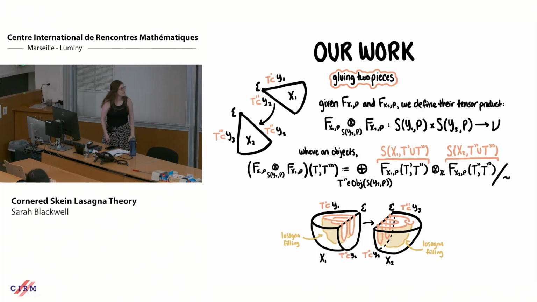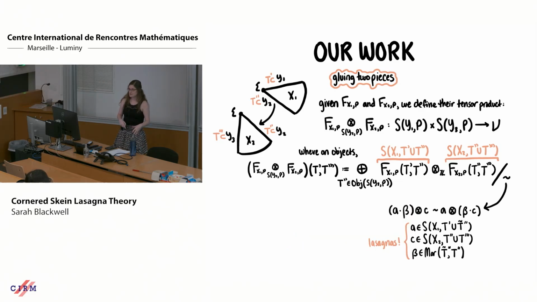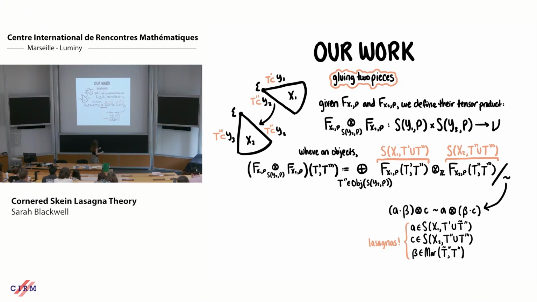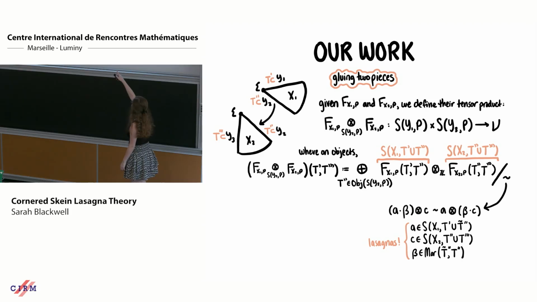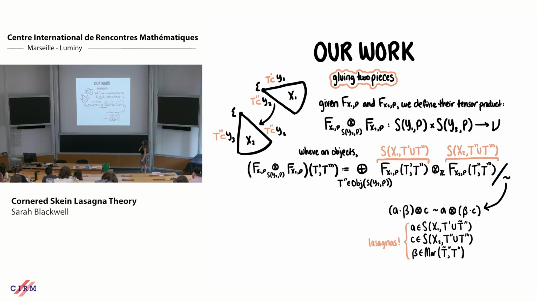So what are we modding out by? What we're about to do is something that shows up in a lot of the papers that have come before. We're defining this tensor product, and we're going to mod out by exactly what we need to make the theorem I'm about to state true. So here's the relation, and there will be a picture coming. First, I'm just pointing out that A, C, and beta are all lasagnas. A and C are in these lasagna modules, and beta is going to be in this morphism set. And when I write the dot, I'm talking about the morphism acting on this thing.